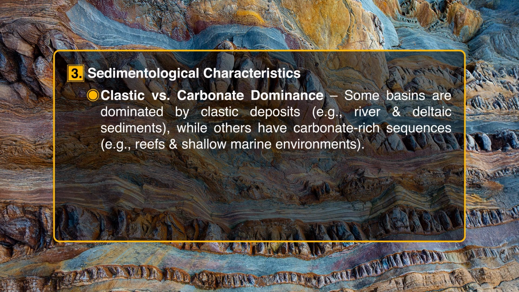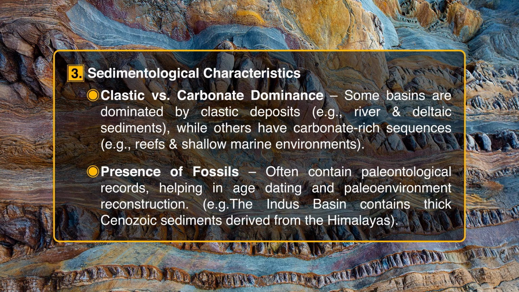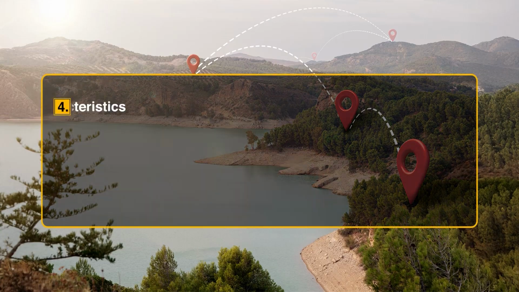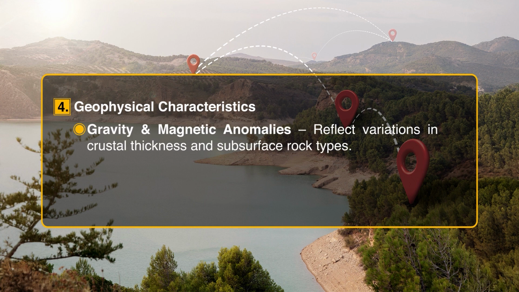Some basins may be dominated by clastic deposits and some others may have carbonate-rich sequences. There could be presence of fossils also in some of the sediments, which often contain paleontological records helping in age dating and paleo-environmental reconstructions. The fourth is the geophysical characteristics, like gravity and magnetic anomalies that could reflect variations in the crustal thickness and the subsurface rock types.